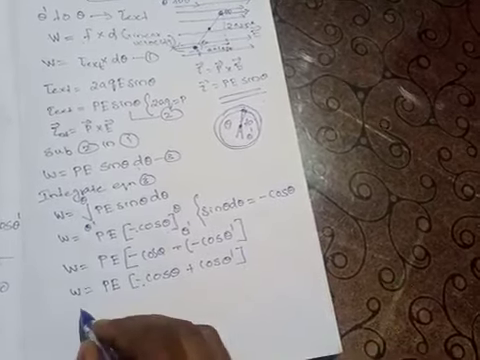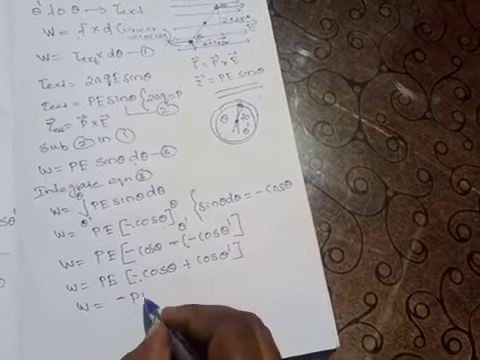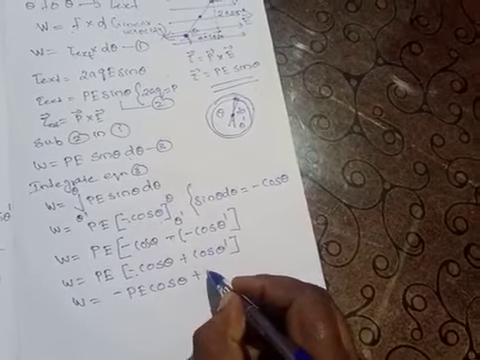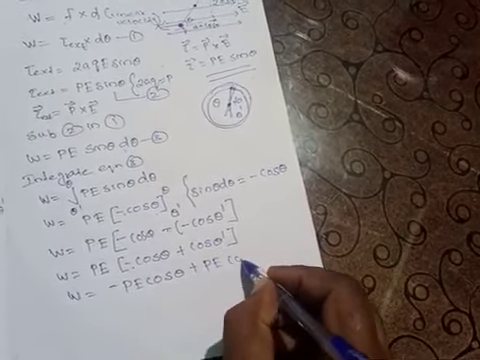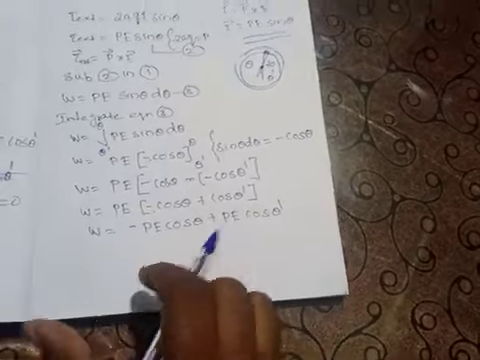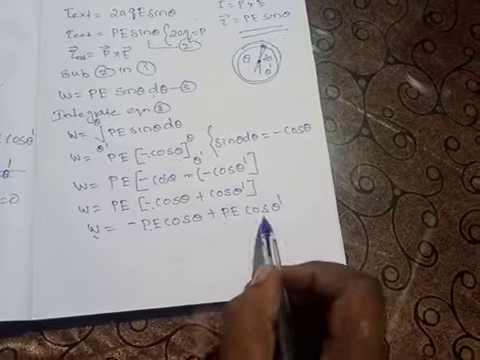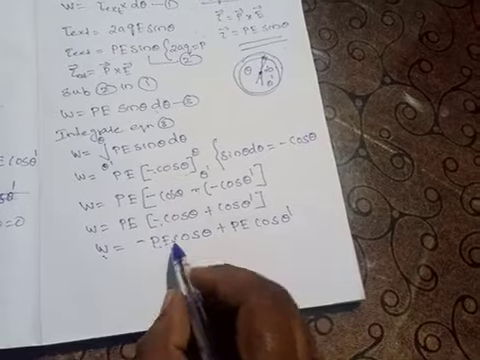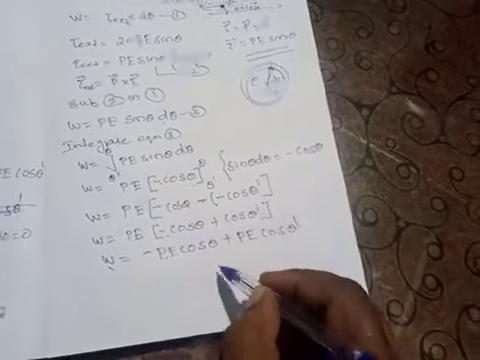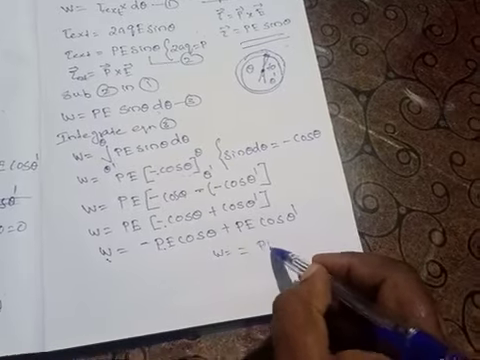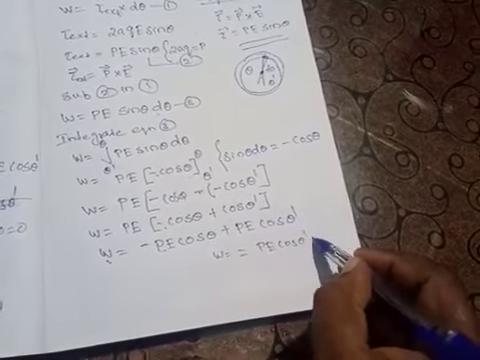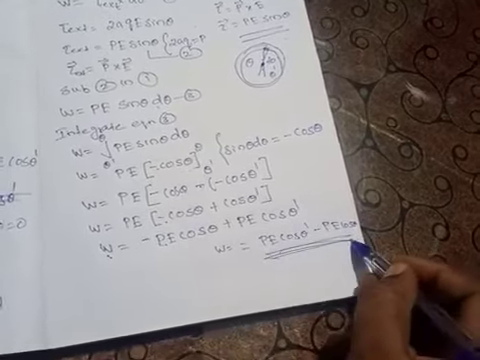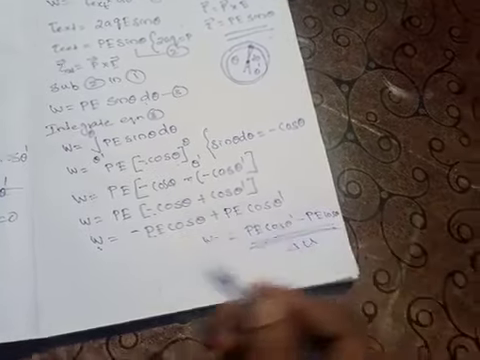Multiply P inside, so W is equal to minus P cos theta plus P cos theta dash. So work done is equal to the change in potential energy. You can write this equation like this also: W is equal to P cos theta dash minus P cos theta. This is the change in potential energy, delta U.